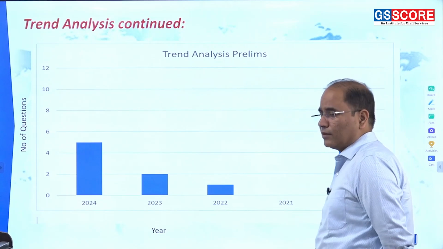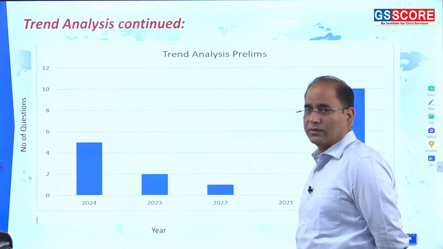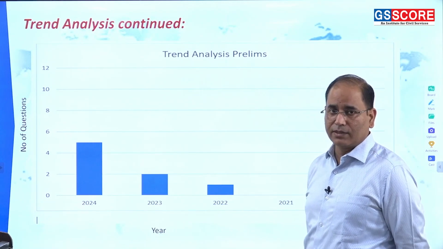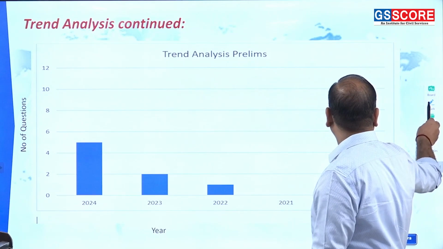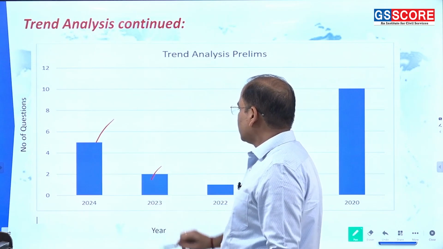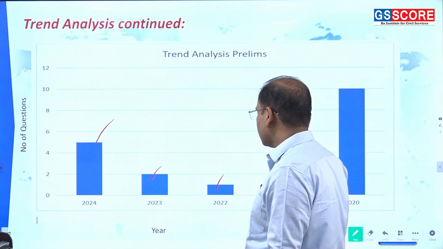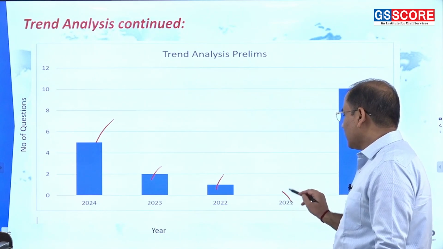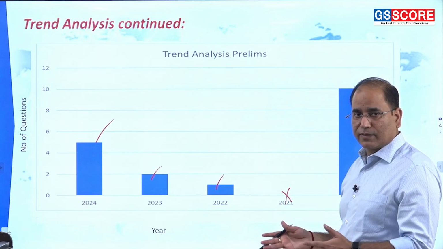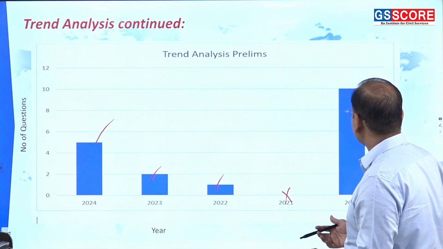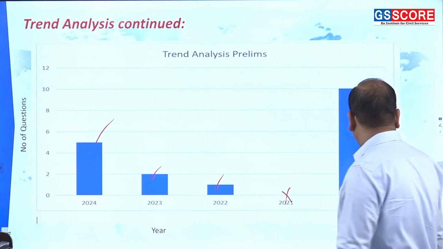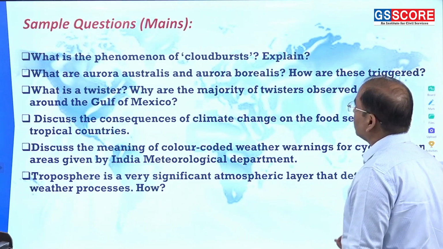Coming to the prelims examination, if we look, in the prelims examination also a good number of questions are being asked from the climatology portions of geography. Like in 2024, 5 questions have been asked. In 2023, 2 questions have been asked. In 2022, 1 question has been asked, and in 2021 of course they have not asked any question from the climate, and when they have not asked any question from climate, they will definitely ask in the mains. So both prelims and mains they are asking. In 2020, they asked a very large number of questions. So this is the pattern that you need to understand.